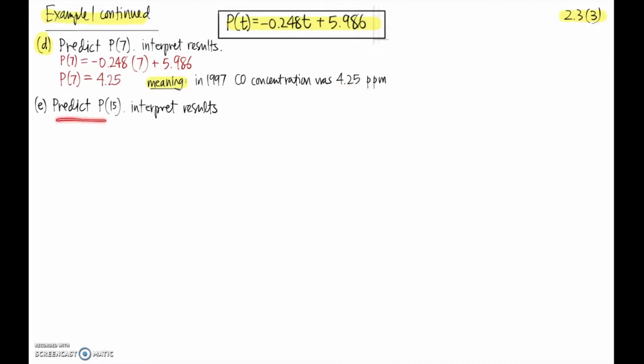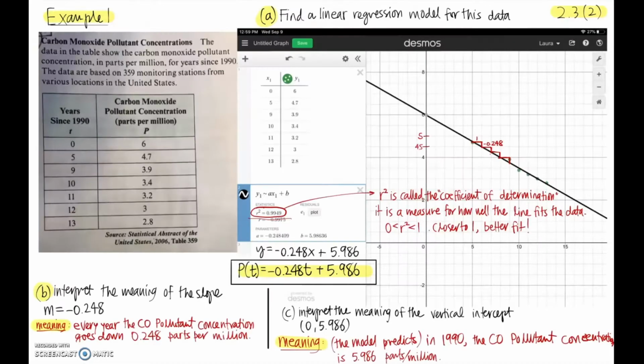Next, we're asked to predict P of 15, and if we go to our table, yeah, 15 is actually off the chart.